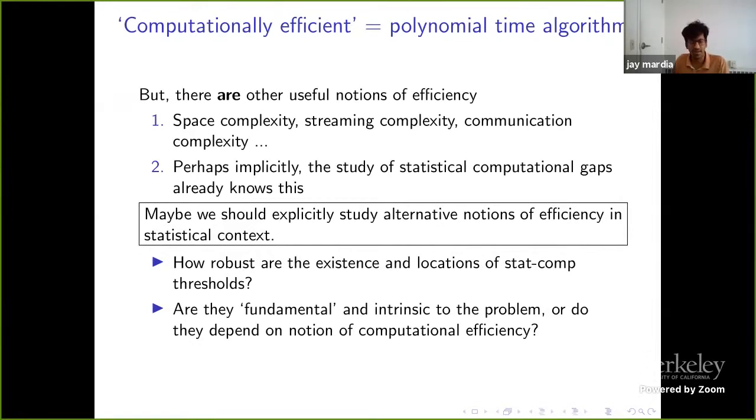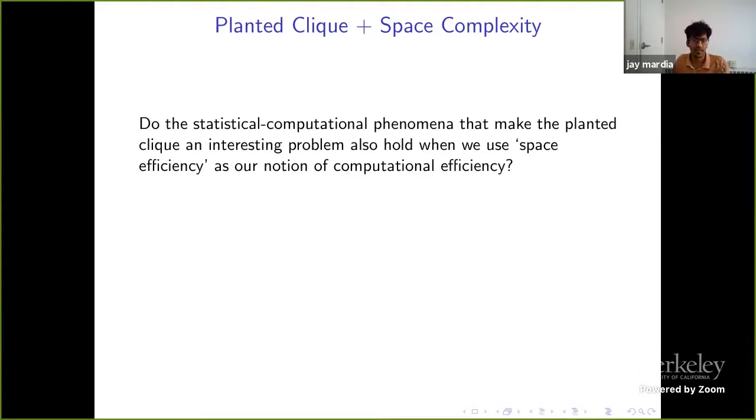Obviously, these are very broad questions, and in this work, we don't answer any of them. We just look at one specific notion of alternative complexity and one specific problem and try to see what happens when we put them together. And so what we want to do is see if the StatComp phenomena that we know and love for the planted clique problem also hold when we use the lens of space complexity.